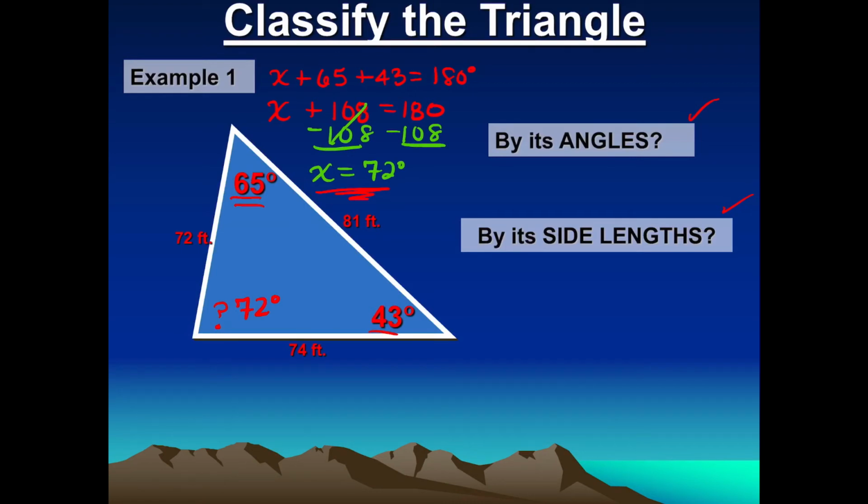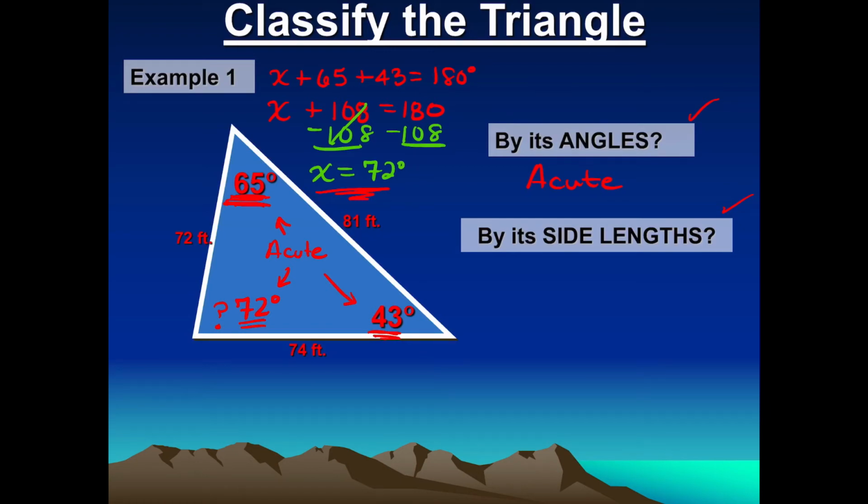So what we have here is all angles that are less than 90. 43 is less than 90, and we have 72, which is less than 90. All three angles are acute, meaning that this is an acute triangle. It's an acute triangle because every single angle, all three of them, are acute.